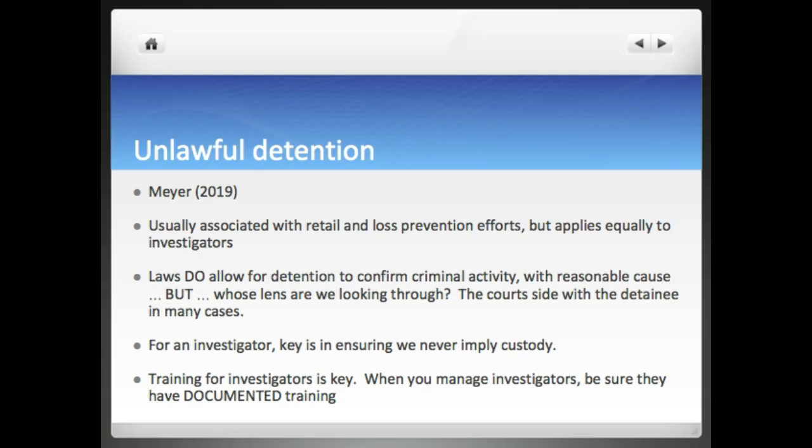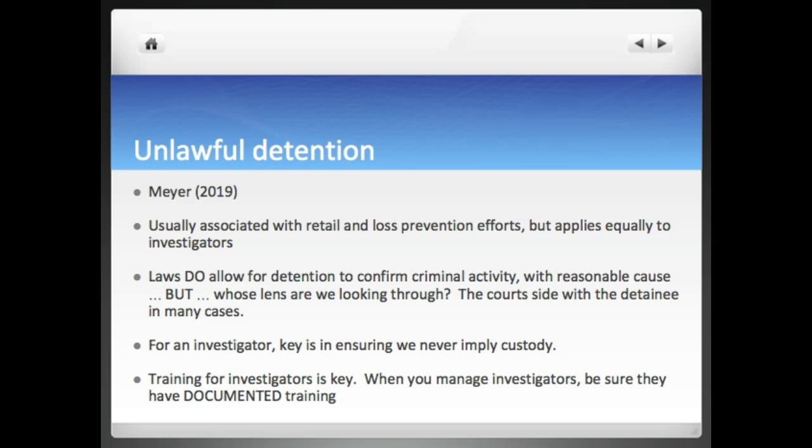I would not suggest anybody tackle them, right? I mean, those cases are plentiful in the courts, right? But if you have reasonable cause, you do have that right to detain for a short period of time to confirm criminal activity. But what's a short amount of time? The courts almost always side with the detainee. You've got to do those things quick.